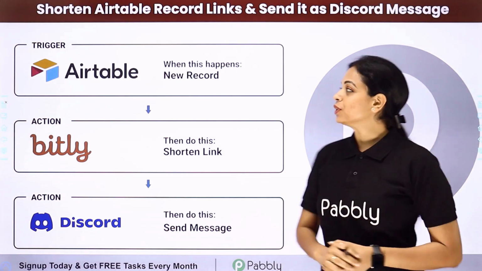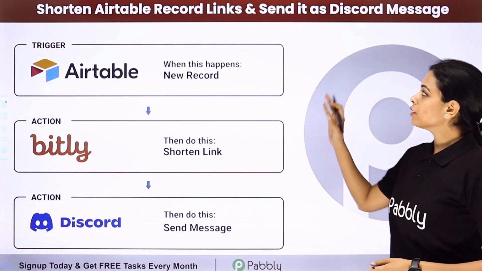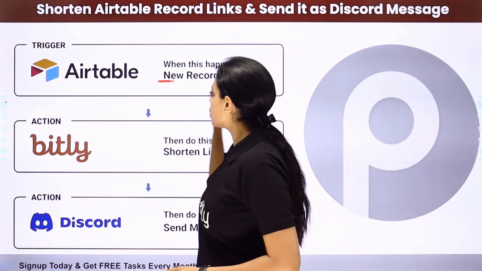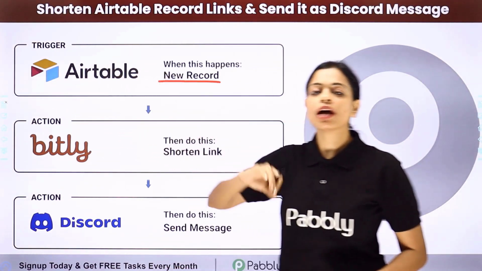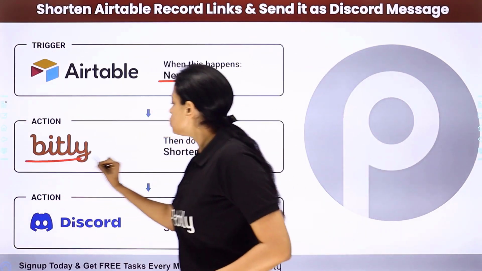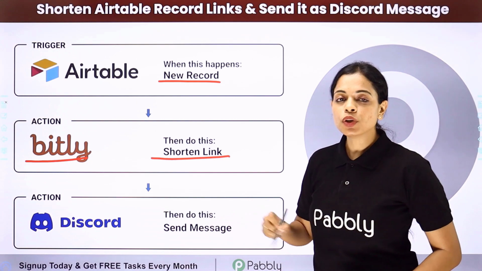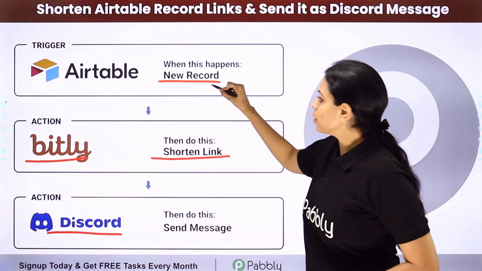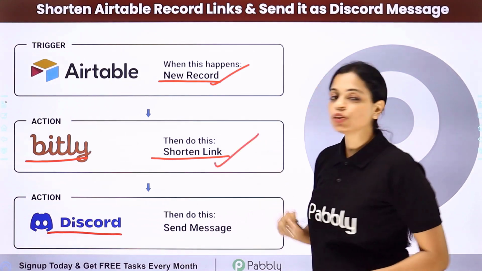In this video, we are going to see how to shorten Airtable record links and send them to Discord as a message. So let's say that you have got certain records in your Airtable spreadsheet where you have got different URLs. Now, with the help of Bitly, first you want to shorten the link and then you want to send a message to your team sitting on Discord, with the record details along with the shortened link.